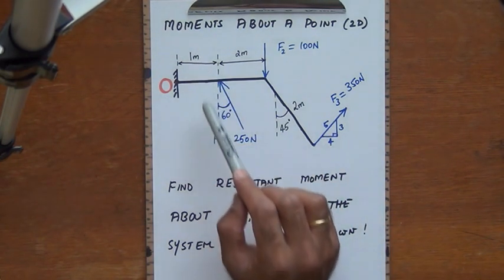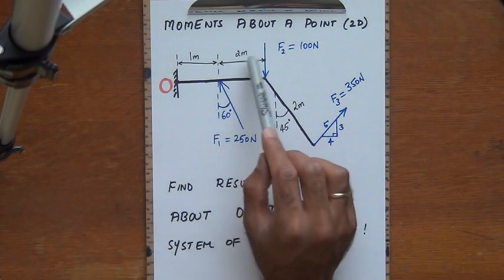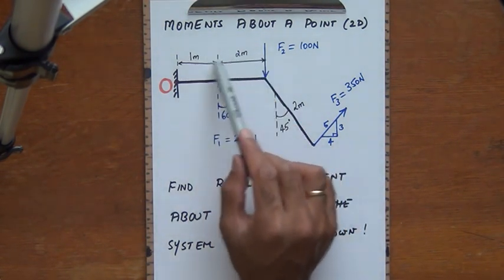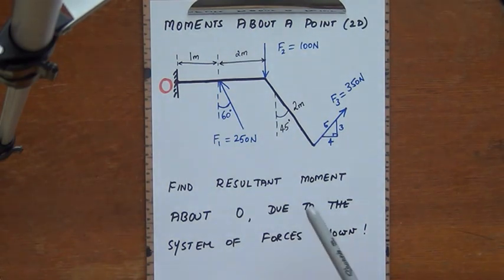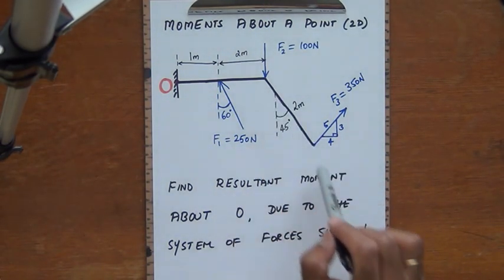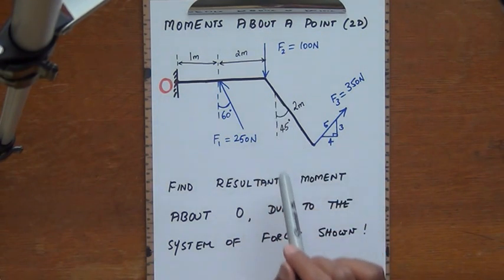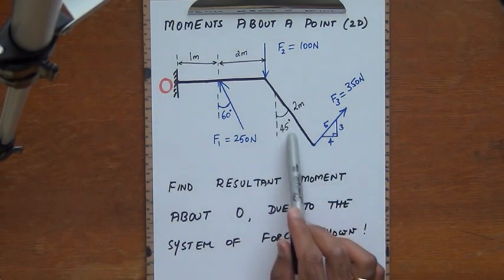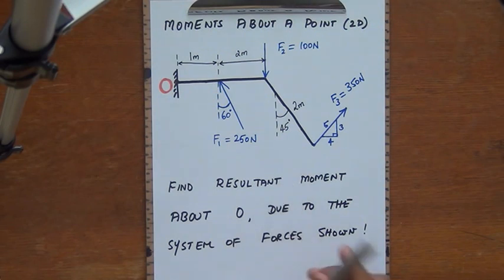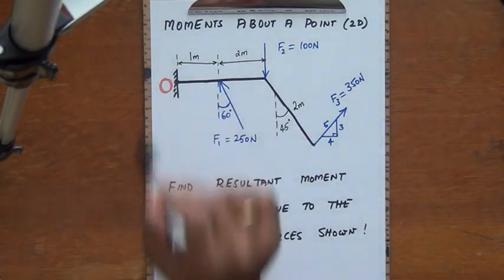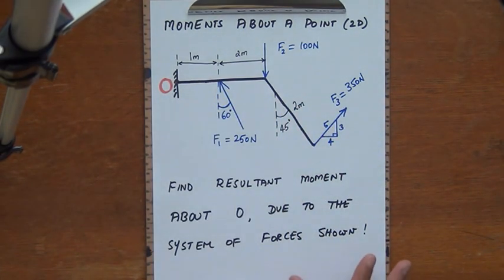Distances are 1 meter to the force F1, then 2 meters from the force F1 to the force F2, which means that F2 is at a distance of 3 meters from the point O. Then the inclined portion of the beam, the entire length is 2 meters, and the vertical line here makes an angle of 45 degrees with the inclined portion of the beam or the rigid body. And the aim is to find the resultant of all of these forces causing a moment about the point O. Alright.